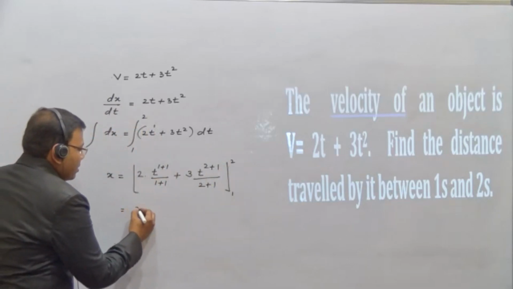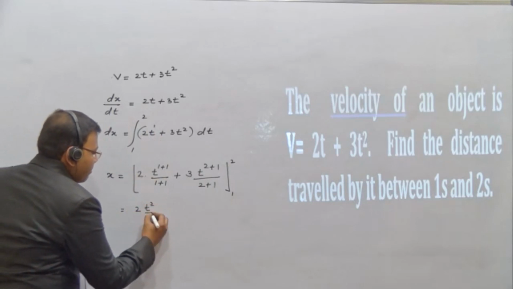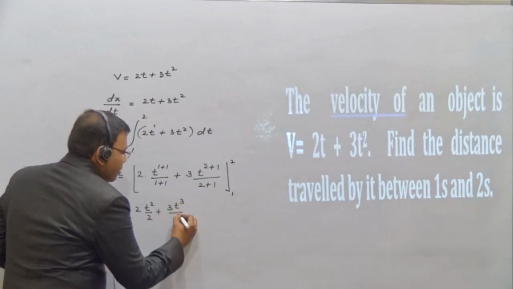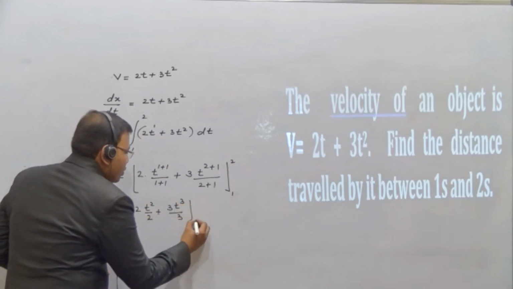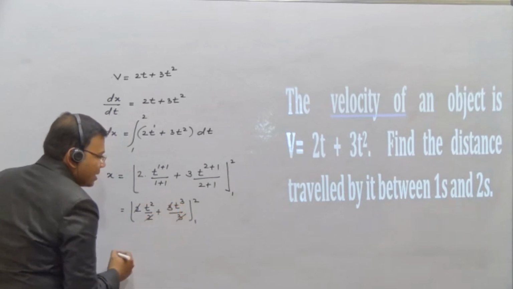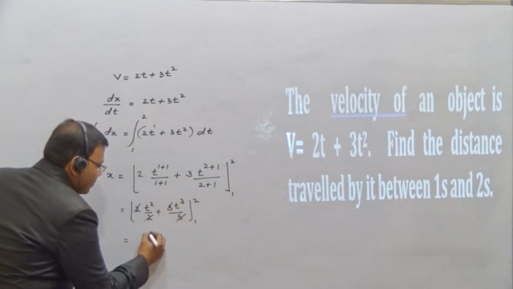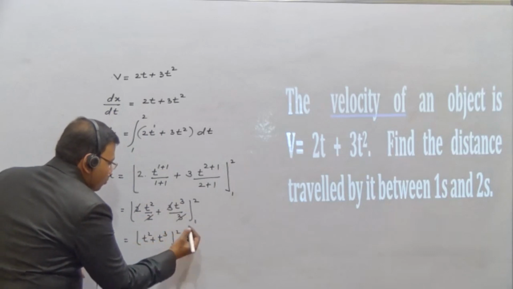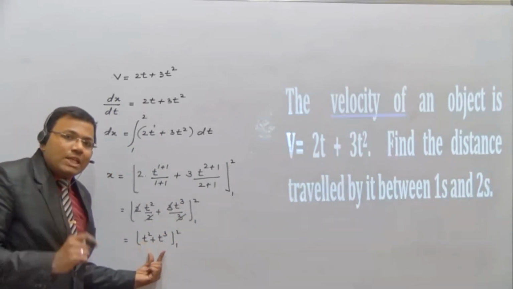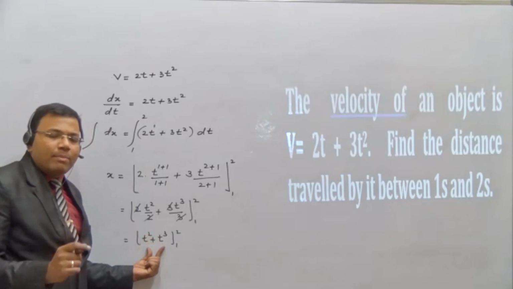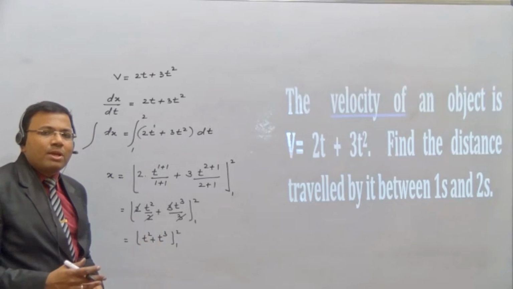What we are getting? This is 2 t square by 2 plus 3 t cube by 3, and integration from 1 to 2. Now you can cancel this, right? 2 with 2, 3 with 3 cancel करेंगे बेटे हम, और यहाँ पे लिखेंगे हम t square plus t cube and limits from 1 to 2. So this we have just integrated. We have not applied any limits. Now अब हम लगाएंगे limits.